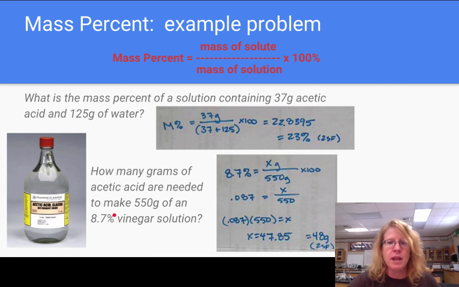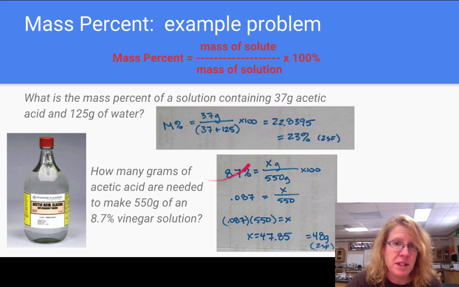So when we plug it in, it kind of looks like this one up here at the top. Always start with your basics. I plug in my 8.7 on the left because it's my mass percent. I don't know how many grams I've got, so I'm going to put that as my X on the top. And then on the bottom here is my 550 because that's my total mass of my solution. And there's my times 100.